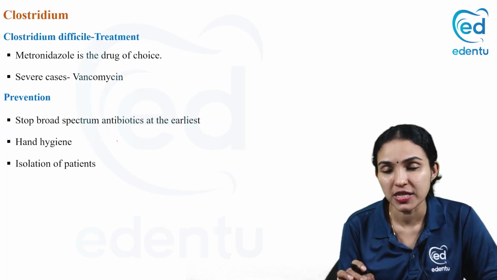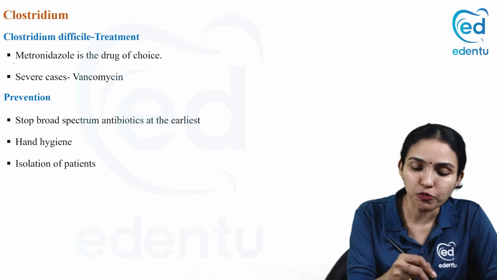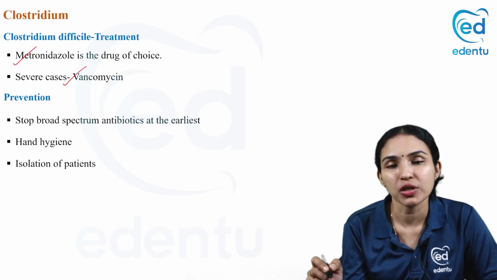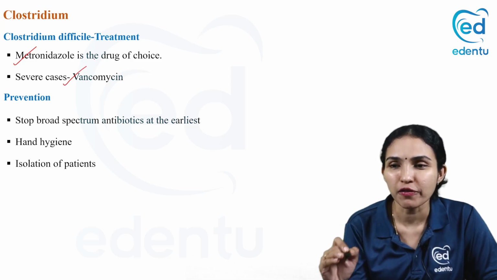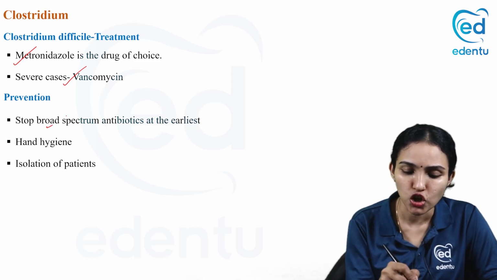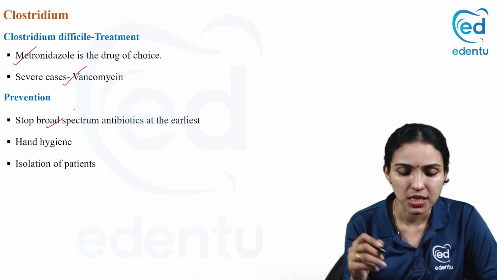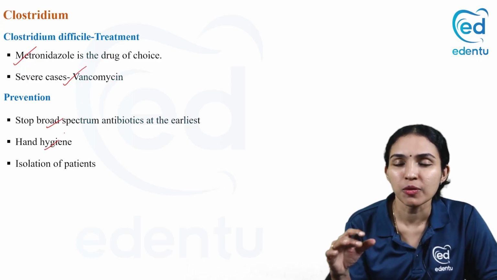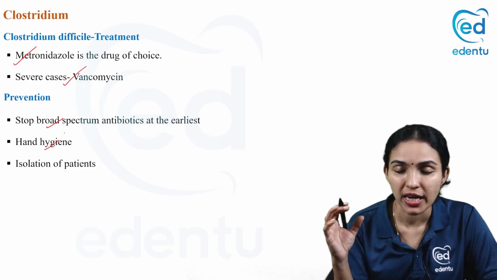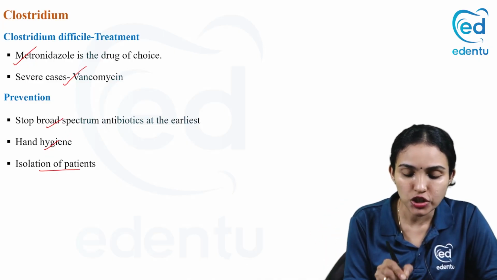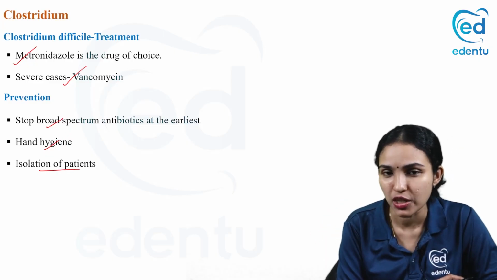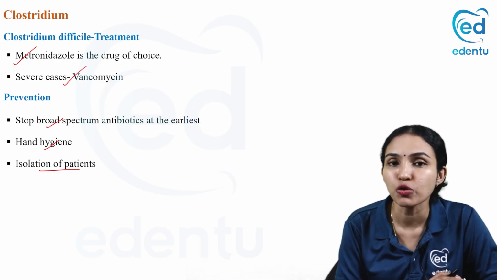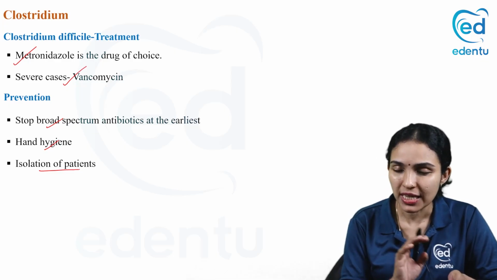And how will you treat difficile associated colitis? You can give metronidazole. It's a very good drug. Otherwise, in severe cases, you may have to give vancomycin. So basically, you have to control the use of antibiotics, stop broad spectrum antibiotics at the earliest, and ensure hand hygiene. Difficile can be carried between patients by the hospital staff, so hand hygiene is very important. Patients who are diagnosed with difficile must be isolated because they can transmit the infection to others. So this is how you prevent Clostridium difficile infection.